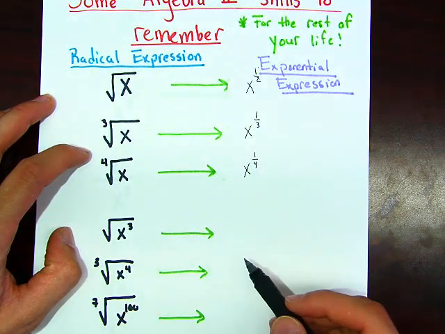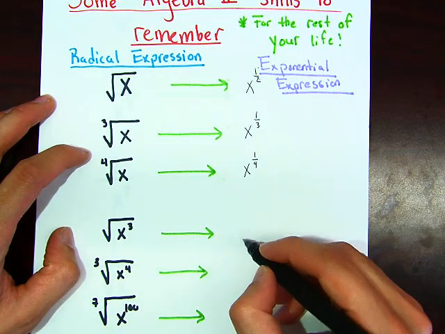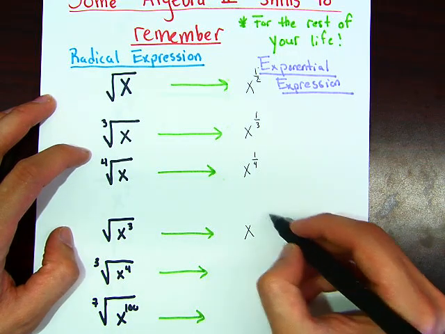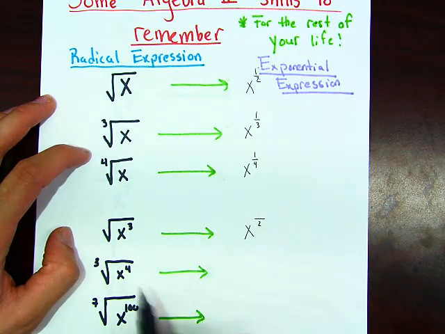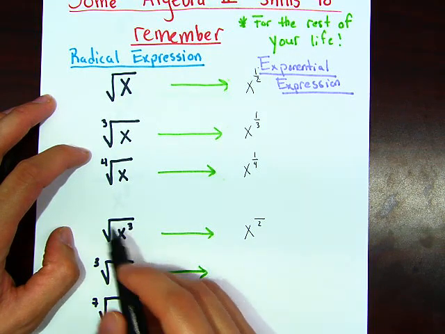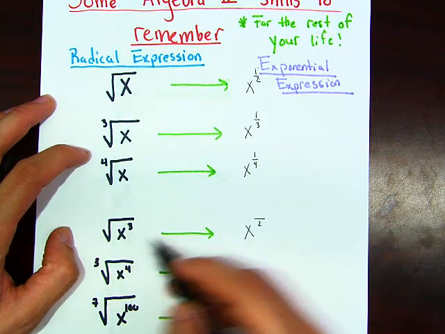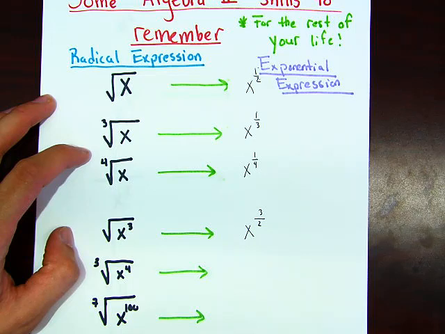And now let's take a look at this one. Here, notice that there has to be a 2 on the bottom, right? Because it's a square root. There's that invisible 2. But where does this 3 go? It just goes up top here.